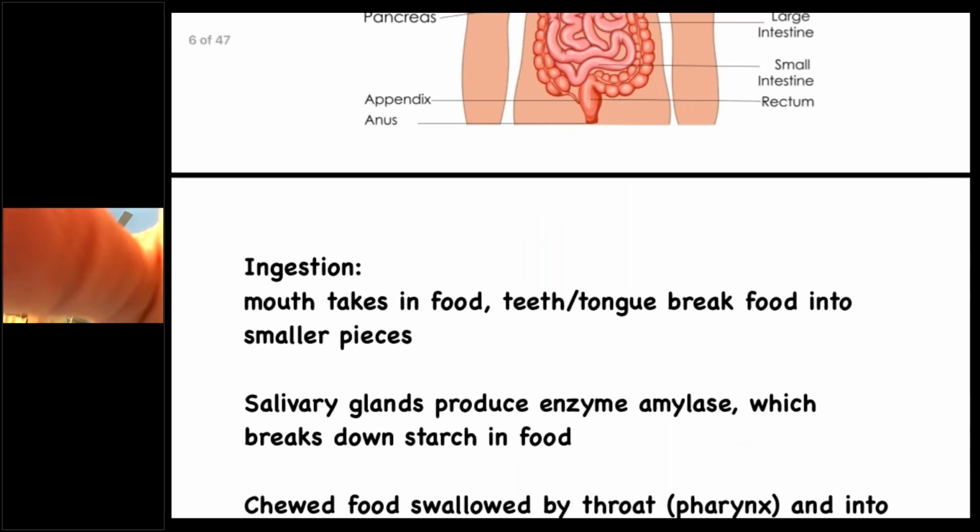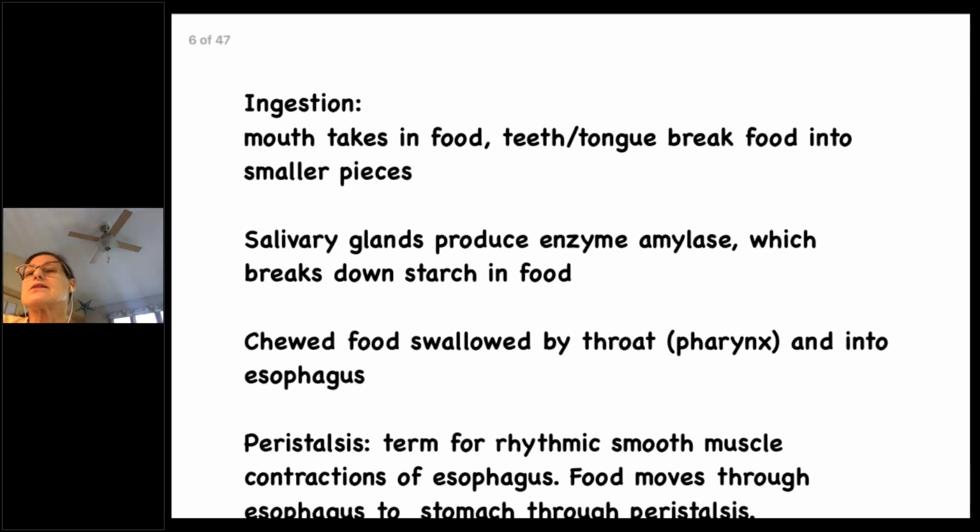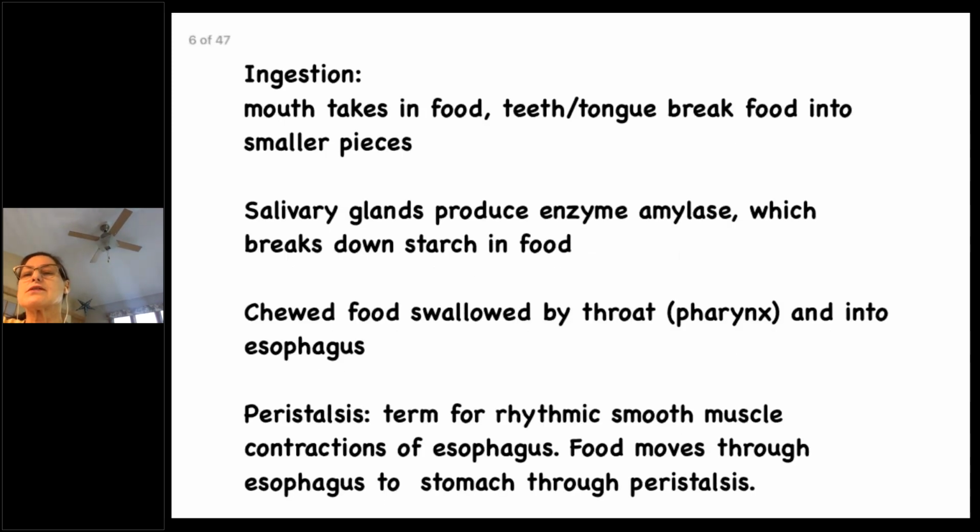Okay, so ingestion, the mouth takes in the food, the teeth and the tongue break the food into smaller pieces. The salivary glands produce the enzyme called amylase, which breaks down starch in the food. Then the chewed food is swallowed by the throat and goes down into the esophagus. Peristalsis is that rhythmic motion of the smooth muscle, and it's involuntary, it's unconscious. Once you swallow, the esophagus does its thing.